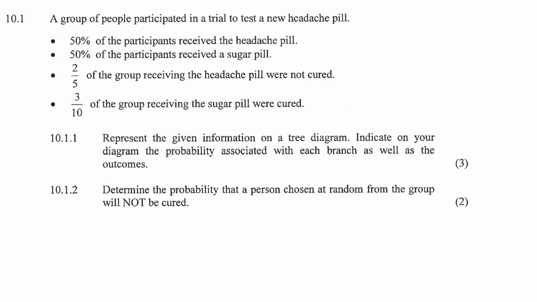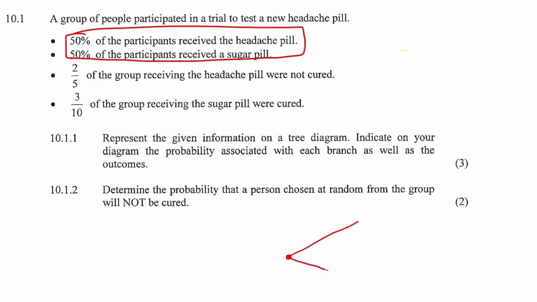Okay, so when you do a tree diagram, you just need to look for categories. So here's our first category, okay? So what I'm going to do is make a little dot, and I'm going to draw 2 lines. This one will be headache pill.